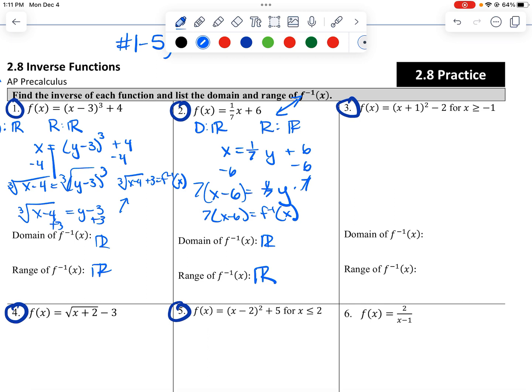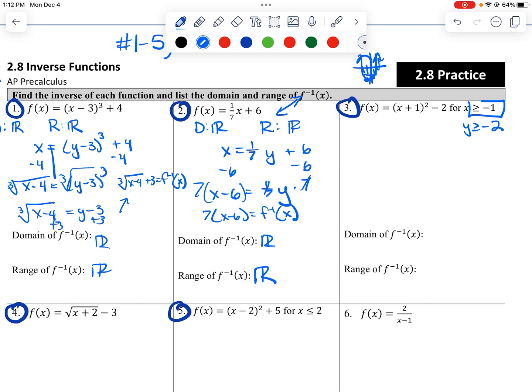All right, so this next one, well, we already have our domain restricted because this is a parabola, and we know it's a parabola to the left 1 and down 2. So this is just saying x is greater than or equal to -1, so that half. So our range is greater than or equal to -2.